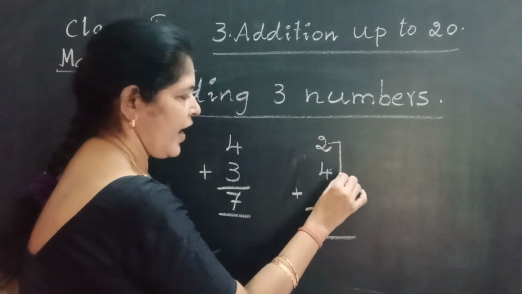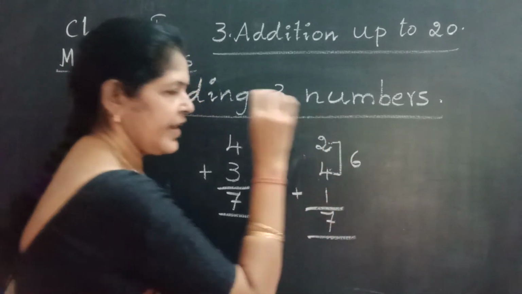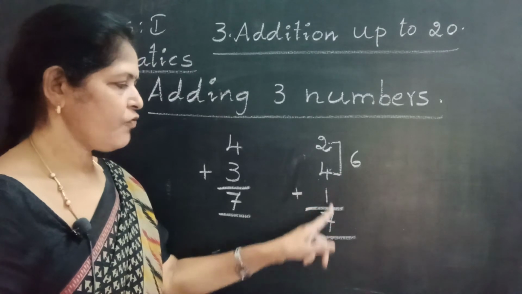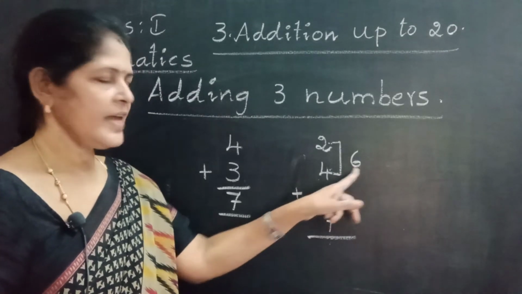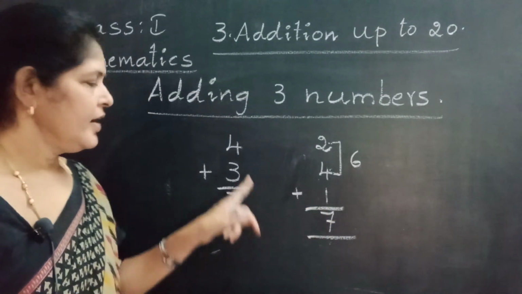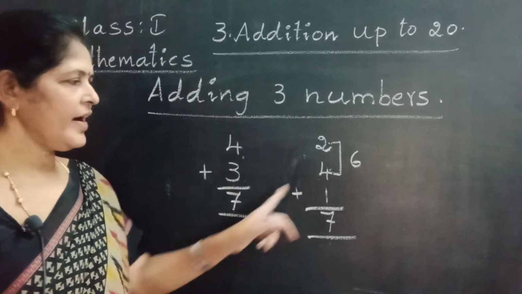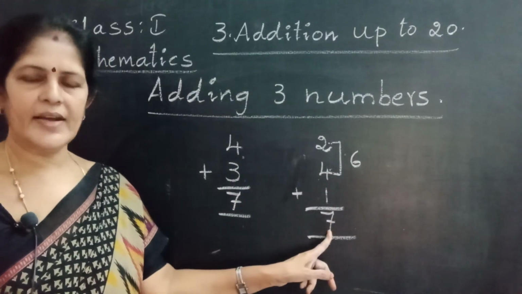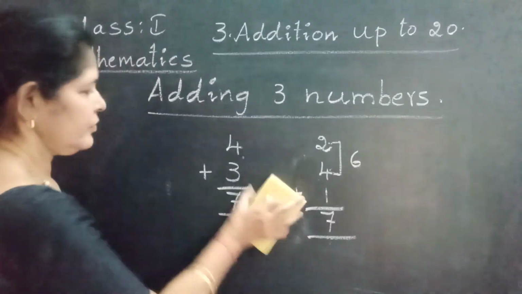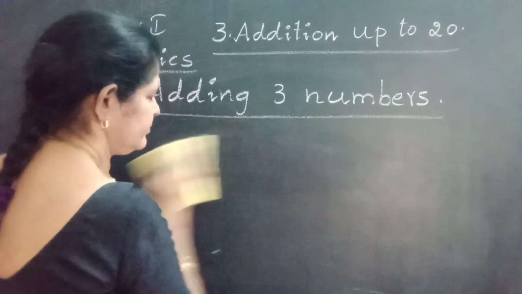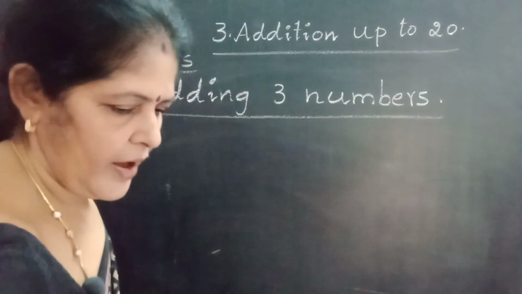First we are going to add these 2 numbers. We get 6. 6 plus 1, 7. Addition of 2 numbers. Addition of 3 numbers. Another one. Very easy. Next one.